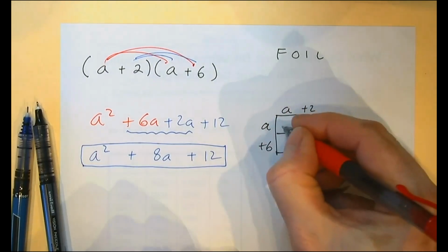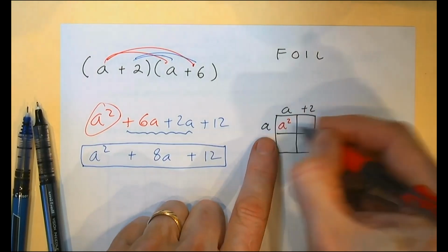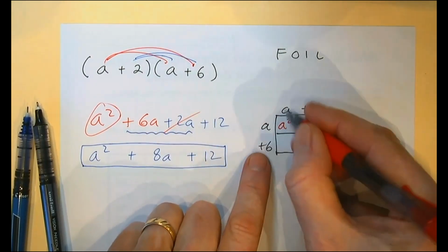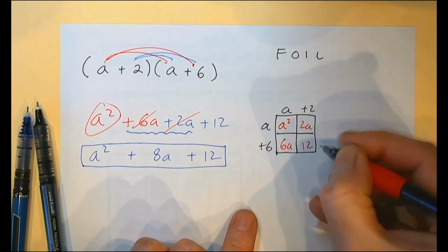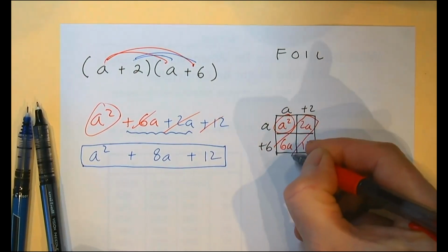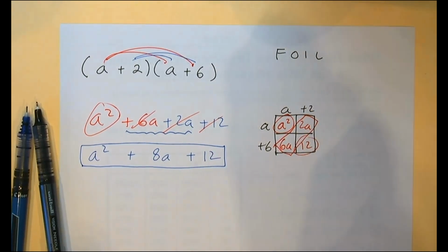A times A squared. Isn't that it right there? A times 2, 2A. Isn't that it right there? 6 times A, 6A. Right there. And lastly, 2 times 6, 12. Right there. And they go, here's A squared. These guys go together. And here's 12. Ta-da! That's using a box method.